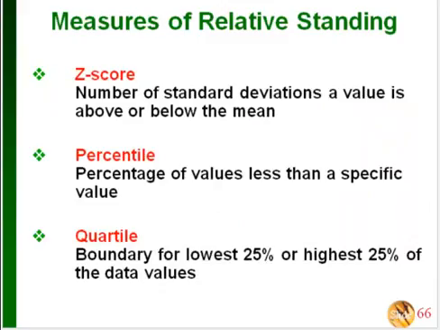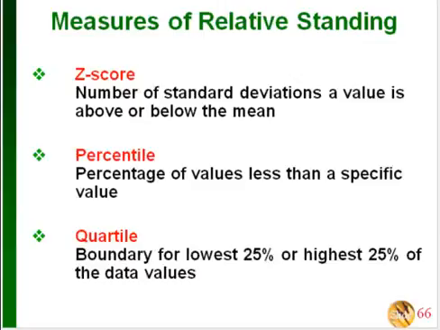Okay, now we have measures of relative standing. And these would be the z-score, which tells you the number of standard deviations a value is away from the mean, so either above the mean or below the mean. A percentile, which tells you how many values are less than a specific value.